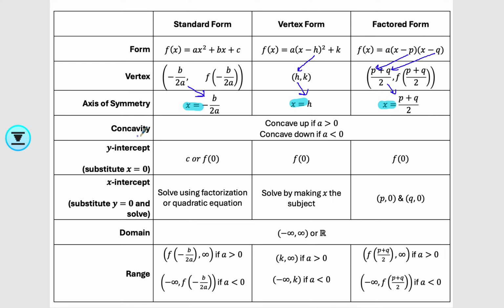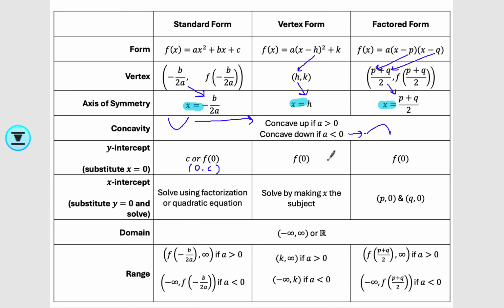Then talking about the concavity of the graph, whether it's concave up or concave down. It's concave up if your a value is positive, and it's concave down if your a value is negative. And this is the same for all the forms. For the y-intercept, you just need to substitute x with 0. In standard form, this is basically the c value, so you don't need to do much work. And it's better to write it as a coordinate, so it's going to be (0, c).